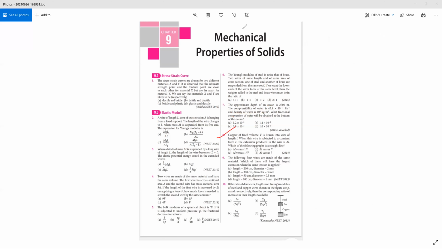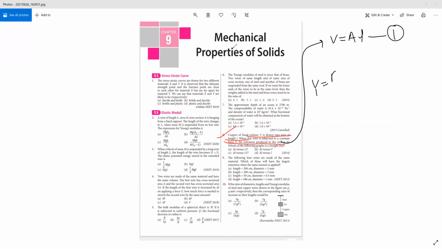Eighth one. Copper of fixed volume V is drawn into a wire of length L. When this wire is subjected to a constant force, the extension produced in the wire is delta L. Which of the following graph is a straight line? So 4 options they have given. Among 4 options, we have to choose the right one. So we know V is equal to A into L, A is the area of cross section of the wire. Let us consider this one as equation 1.